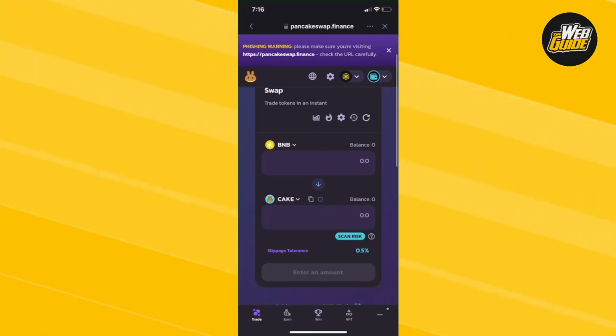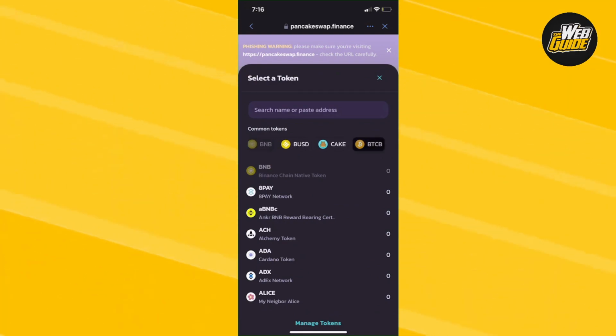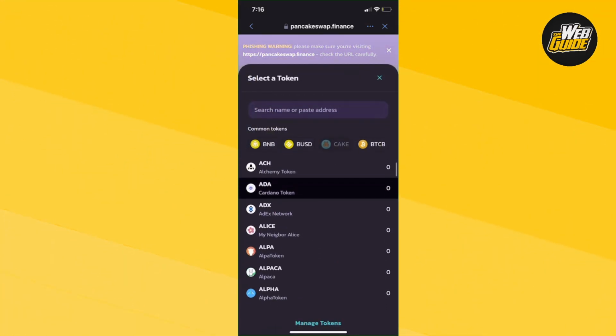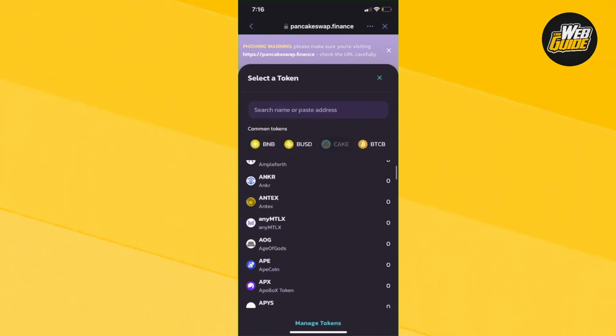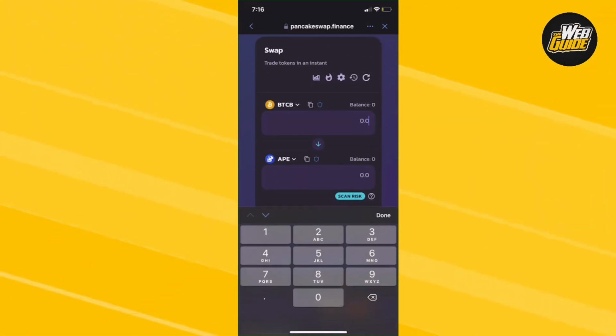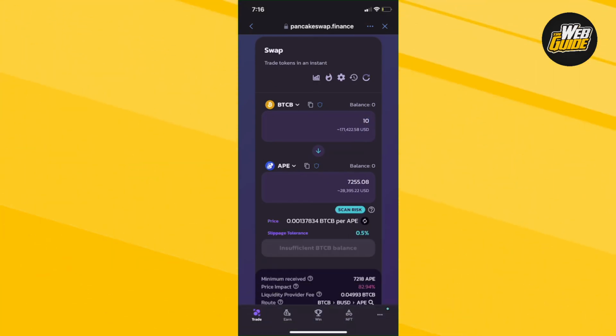But with that being said, you're just going to want to pick the crypto you want to convert. So let's say I have some Bitcoin. I can convert Bitcoin to PancakeSwap token, or I can swap it to some ApeCoin. Let's say I want ApeCoin. Now what I would do is put maybe 10 Bitcoin and then here it would swap to whatever amount of Ape. And then here the slippage and stuff, it's going to show you, and how much price per Ape, guys.